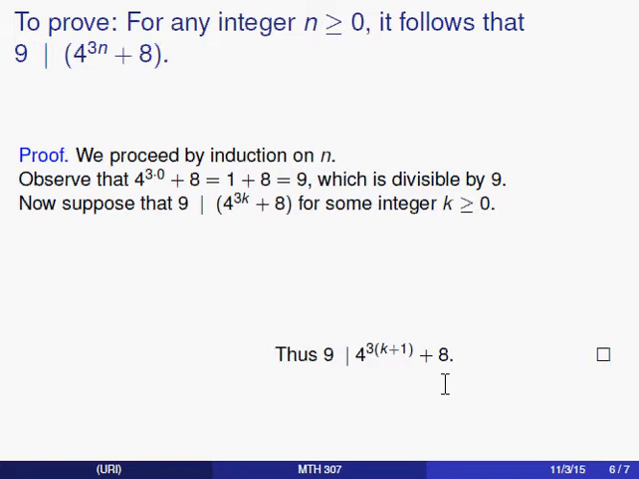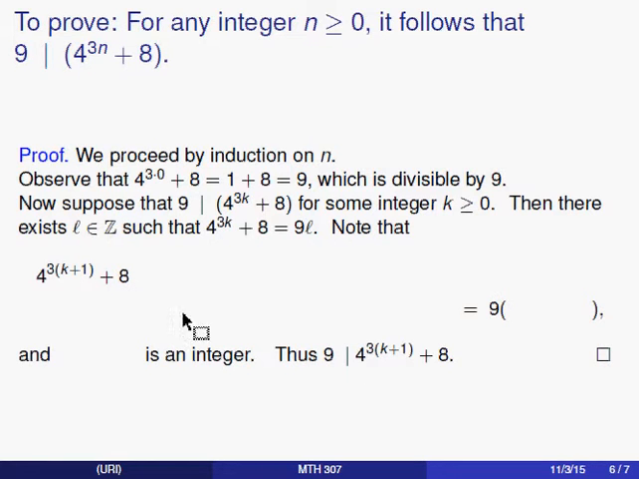Now, one thing that you'll maybe note is that here we have a definition that we can make use of. We're saying that 9 divides this expression, and we have a definition for that. That just means that there is some integer such that 4 raised to the 3k plus 8 is equal to 9 times that integer. Now, if we're going to show that 9 goes into this thing, there should also be some integer such that 4 raised to the 3 times k plus 1 plus 8 is equal to 9 times that mystery integer. We're hoping that we're going to fill that blank in as we go along.